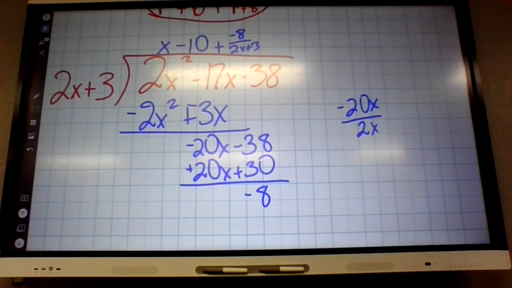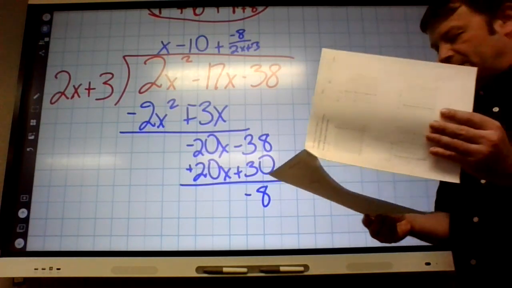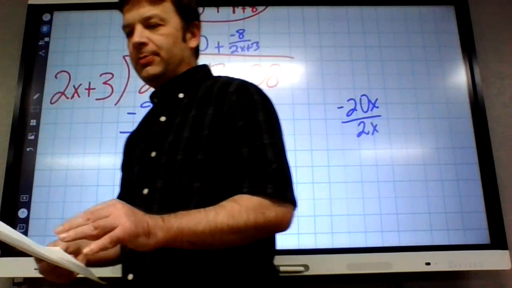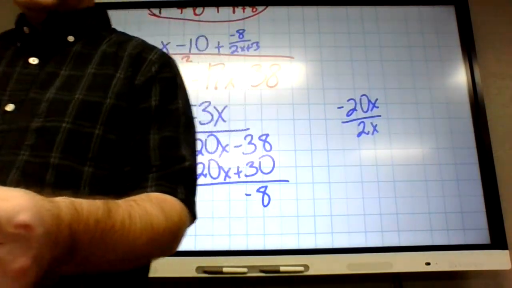All right, for number 10, it's kind of like number 6. You're going to have to add a plus 0x in the middle there for your long division.